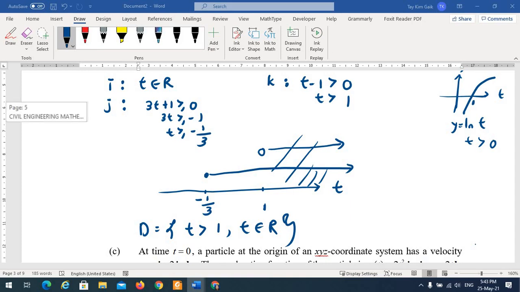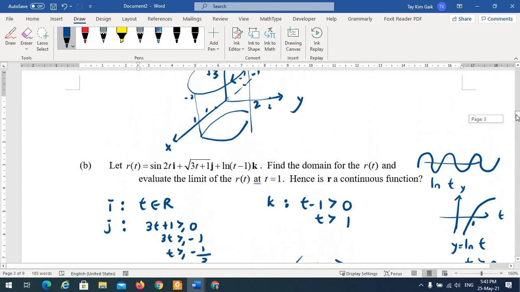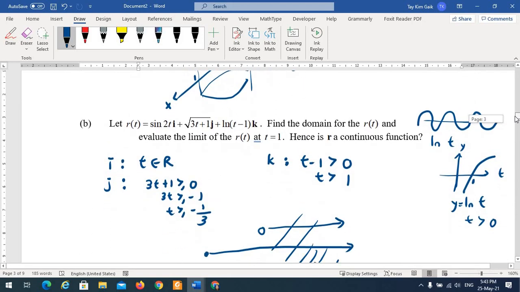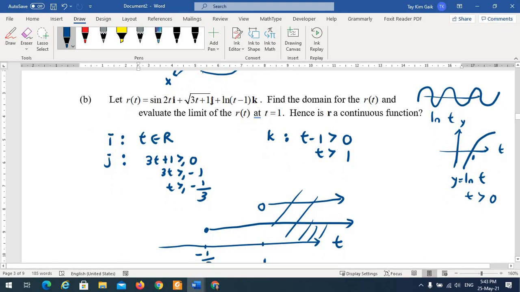Okay, and then, after that, the domain is found already. Evaluate the limit.